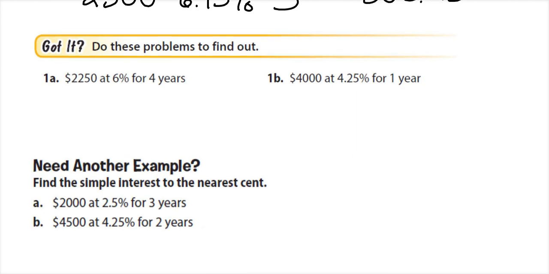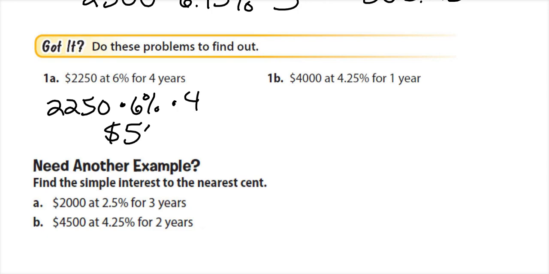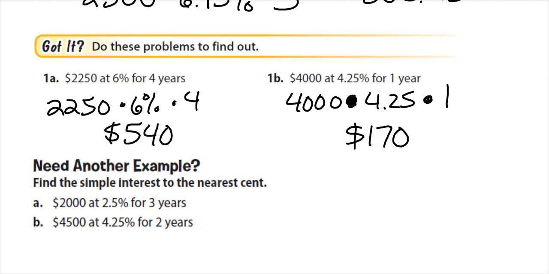All right, let's take a look. We'll take 2,250 times 6%, times 4. That should give you $540. Next one, it's 4,000 times 4.25% for 1 year. For this one, we multiply straight through, and we should get $170 altogether.